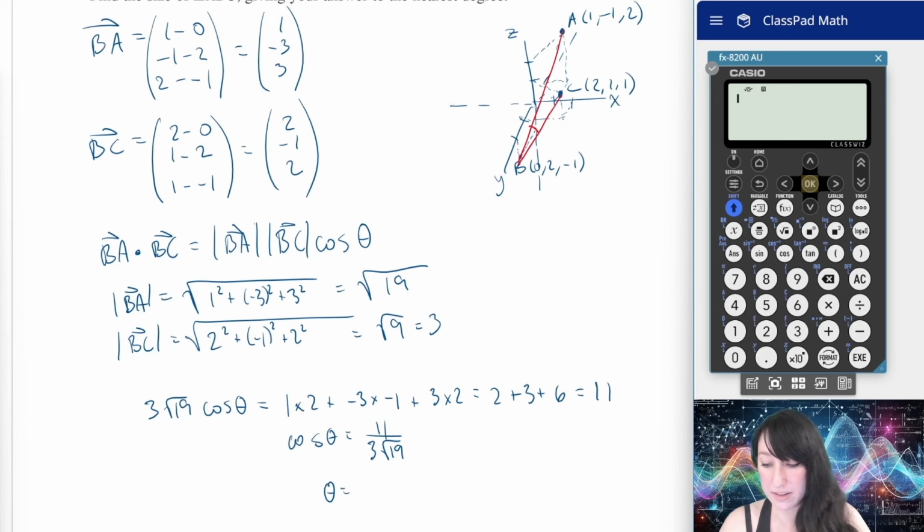So what's theta? We want it to the nearest degree, so make sure we're in degrees mode. And we'll take inverse cosine of 11 over 3 root 19. To the nearest degree, that would be 33 degrees.